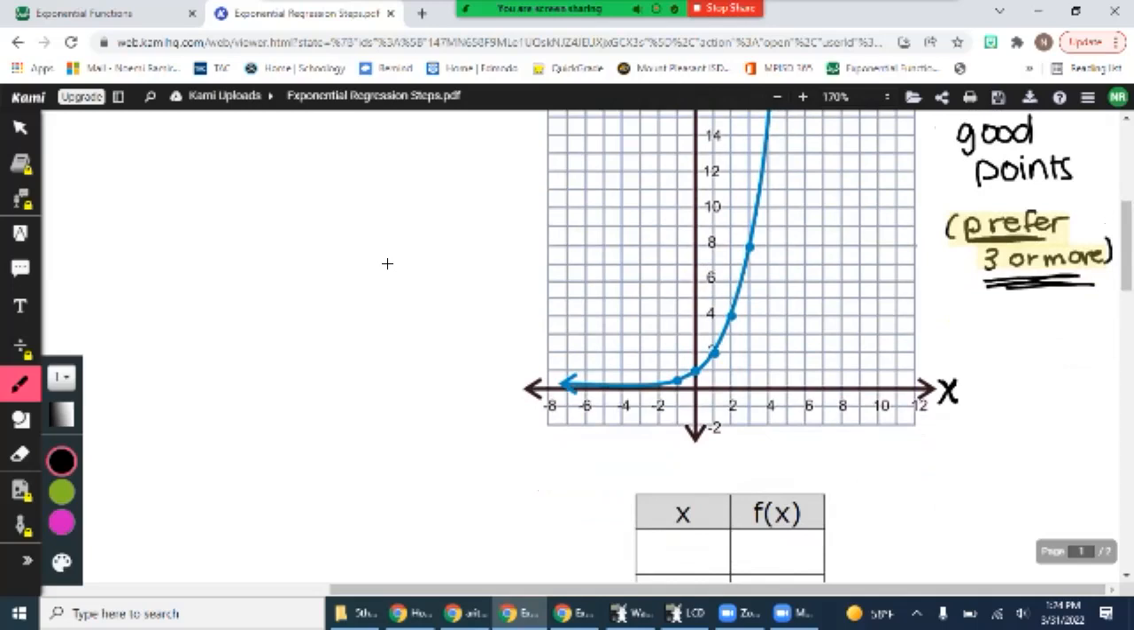Your tables. On the STAAR test, state of Texas has gotten in the habit of putting f of x instead of y, but they're no different. It's still an x and a y table. Don't let that f of x throw you off. And the very first point that you always want to identify is your y-intercept. So let's start there. My y-intercept. Put a little x and y.